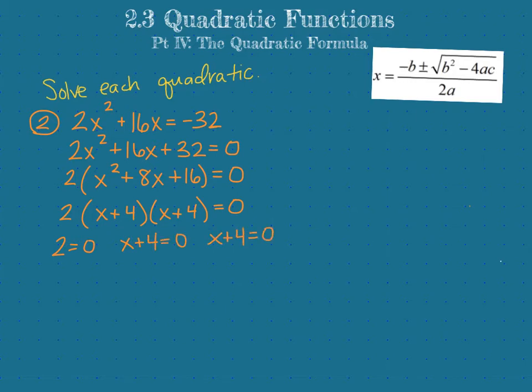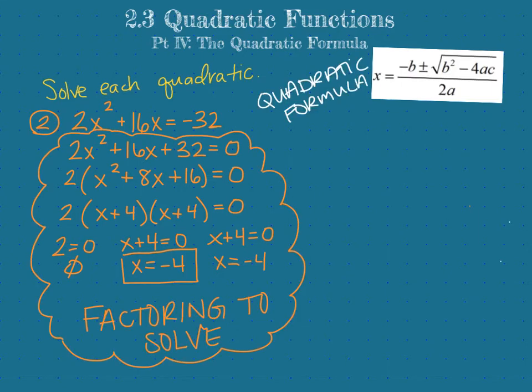We have 3 factors. This does not provide us any solutions. This one will provide us a solution of -4, and so will this one. Instead of writing a solution twice, we'll just write it one time. And we will get into something called multiplicity later on in the year. It just means how many times something occurs. So we'd say that the solution to this quadratic is -4 with multiplicity 2. All right, so that was factoring.